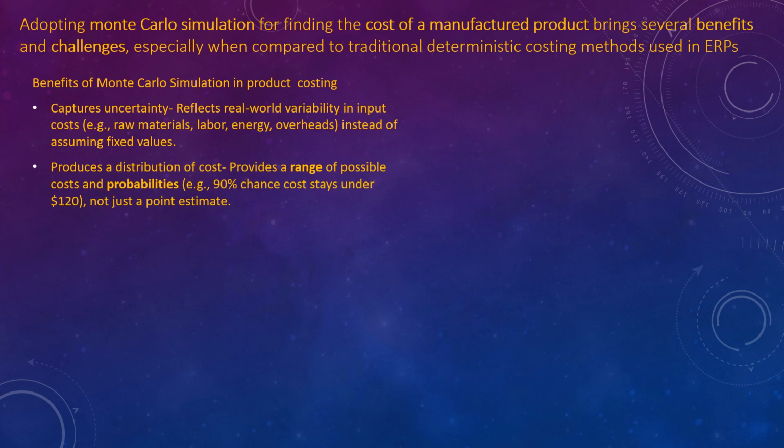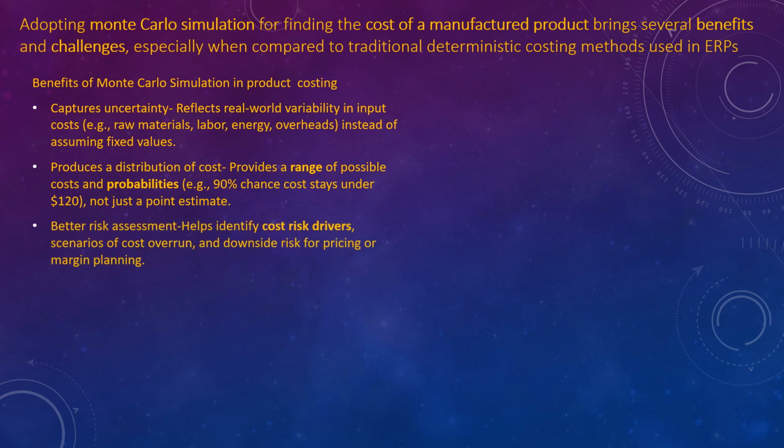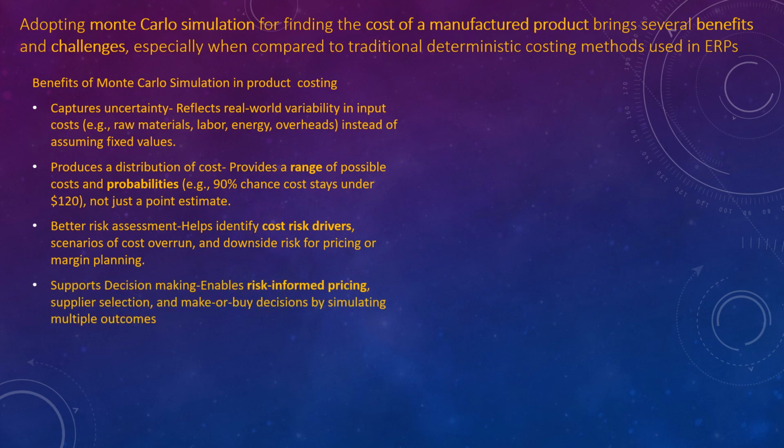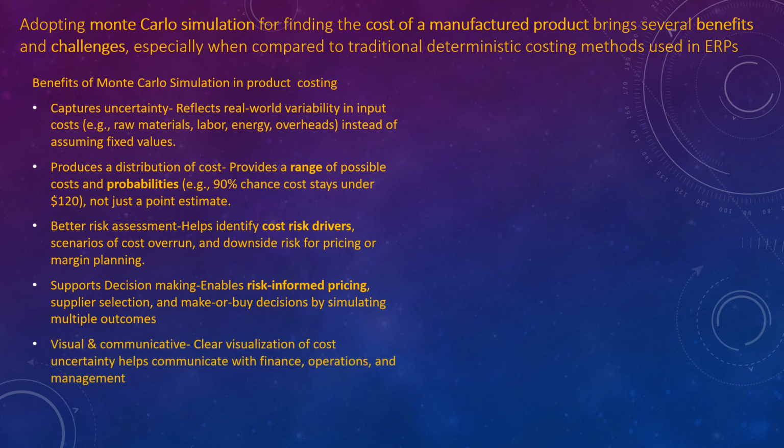Produces a distribution of cost, provides a range of possible costs and probabilities. For example, 90% chance cost stays under $120, not just a point estimate. A better risk estimate helps identify cost risk drivers, scenarios of cost overrun, and downside risk for pricing or margin planning. Supports decision making, enables risk-informed pricing, supplier selection, and make or buy decisions by simulating model outcomes.